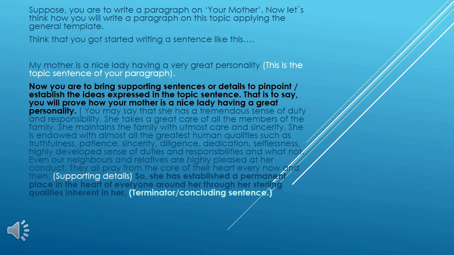So, she has established a permanent place in the heart of everyone around her through her sterling qualities inherent in her. This would be the terminator or concluding sentence. In that way, following the general template model, you can write a paragraph on your mother.